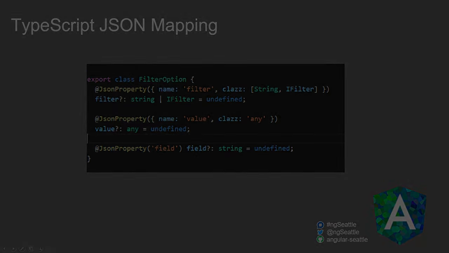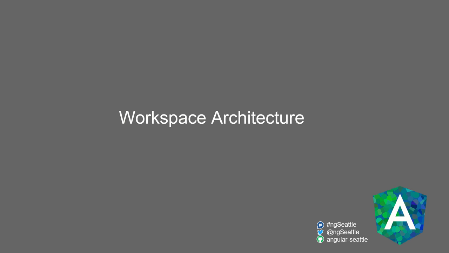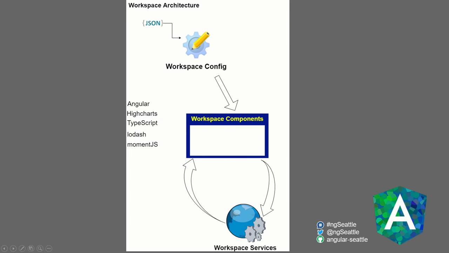Now I'm going to move to the next slide, which is workspace architecture. So how did I put all this together? We will look into some architecture over here. We are talking about configuration files, JSON, and then the workspace component. This is the parent component. The parent component will use some services in the middle, will provide my widgets over here, and will build it out. We're using Angular, Highcharts, TypeScript, Lodash, and Moment.js for our filtering and aggregation purposes.